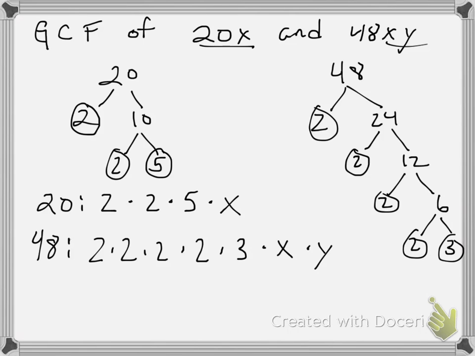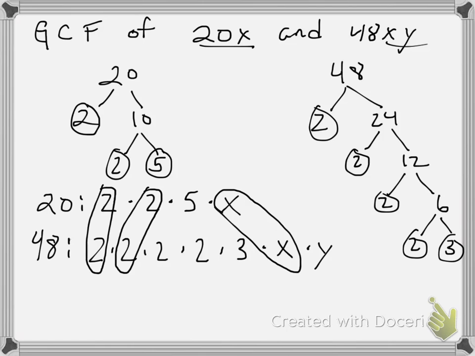Now I'll circle what I have in common. I have 2's in common, another set of 2's in common. Let's see, nope, nope, nope. My x's are in common, and that's it. So if I multiply what I have in common, 2 times 2 is 4, 4 times x is 4x. So the GCF, greatest common factor, of 20x and 48xy, sorry, I was a little short on room here, is 4x.